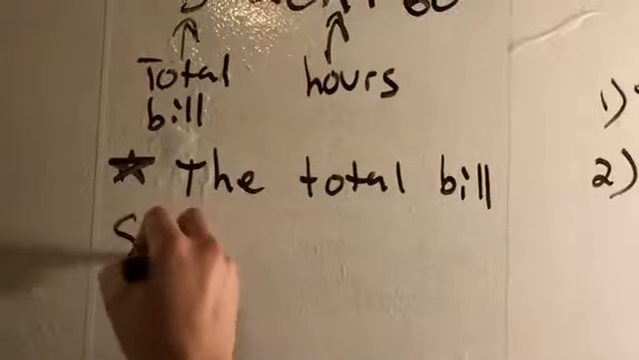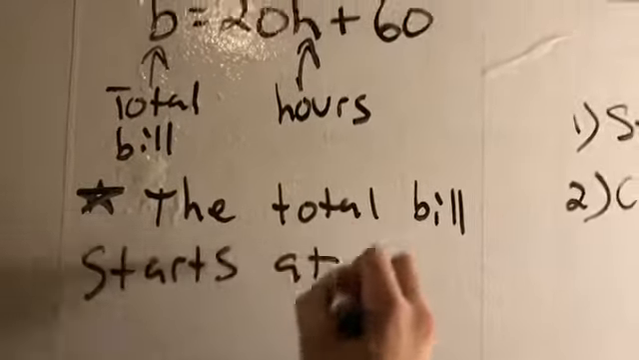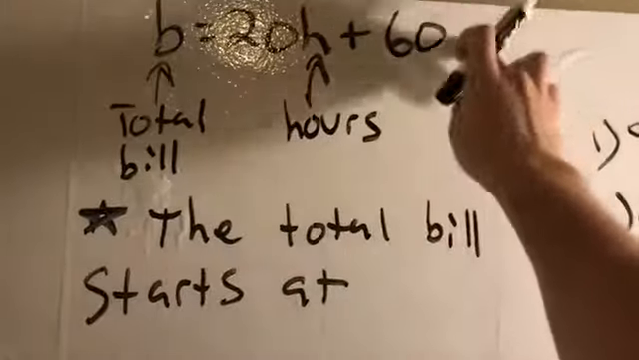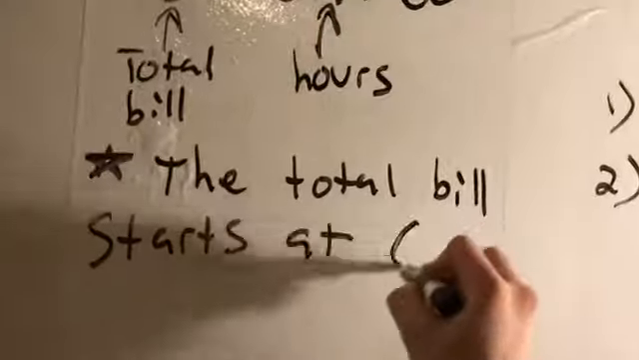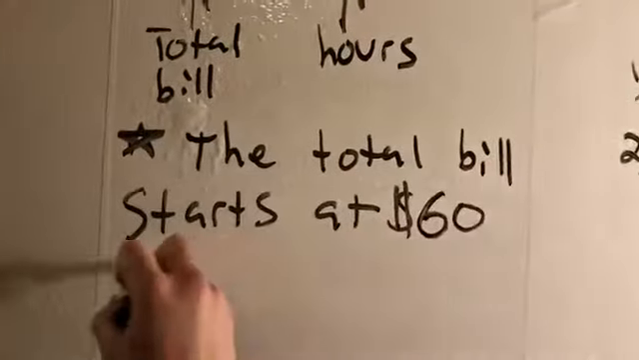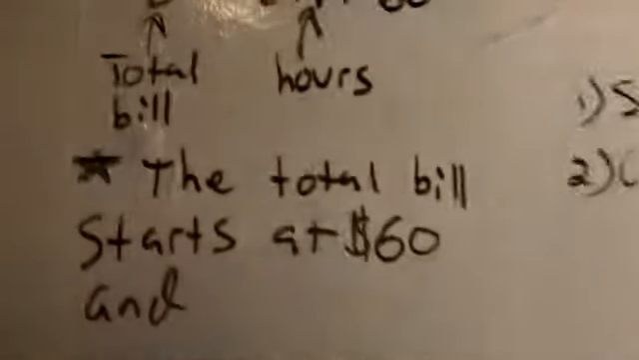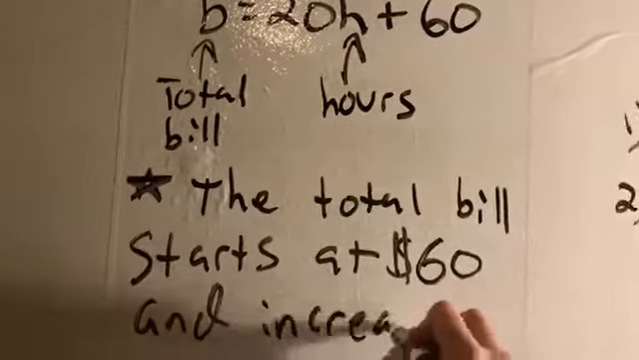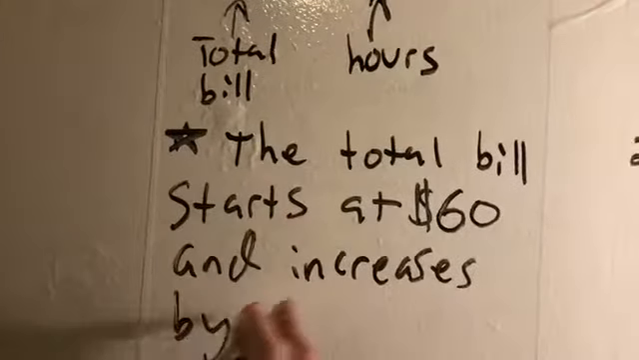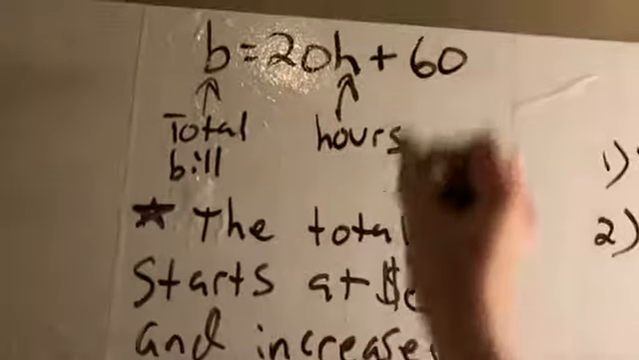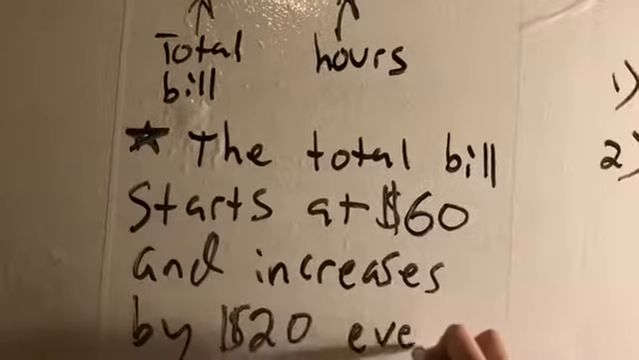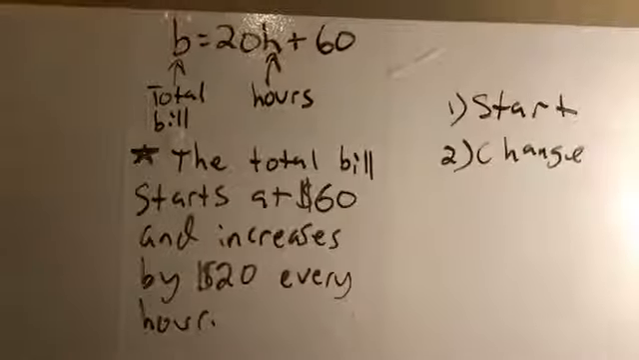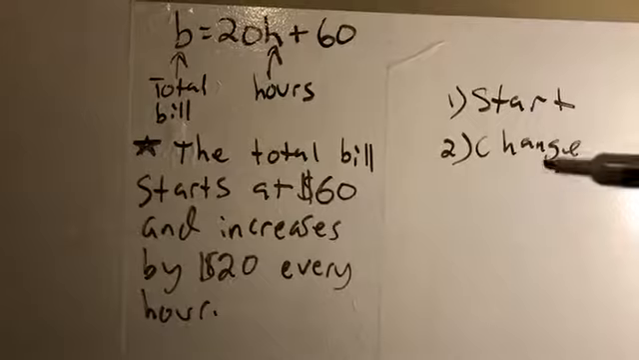The total bill starts at whichever one up here is the y-intercept. 60 is your y-intercept because it's just a regular number. So that's how we know it's a starting value. $60. And now how does it change? That's a positive 20 with the H, so I'm going to say and increases by 20. And the H stands for hour, every hour. Always make sure you have the start and the change in your sentence.